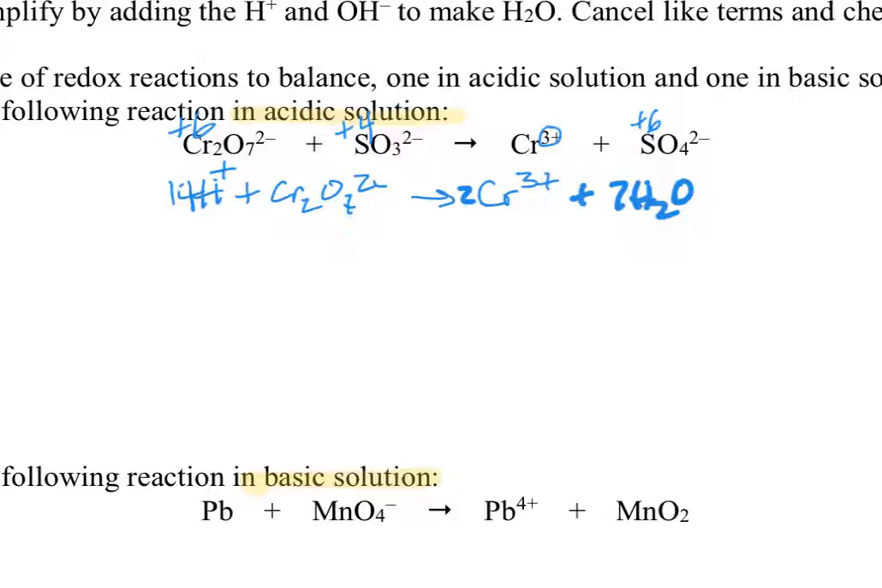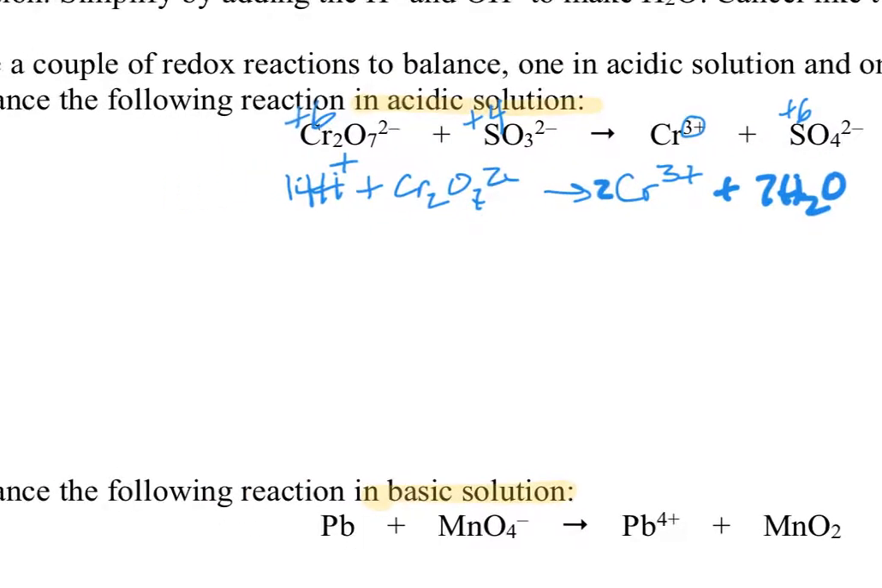So electrons, of course, are negatively charged. So I'm going to need to add 6 electrons to the left-hand side. So let me go ahead and do that. So plus 6 electrons to the left. All right, so now this half reaction is all balanced.